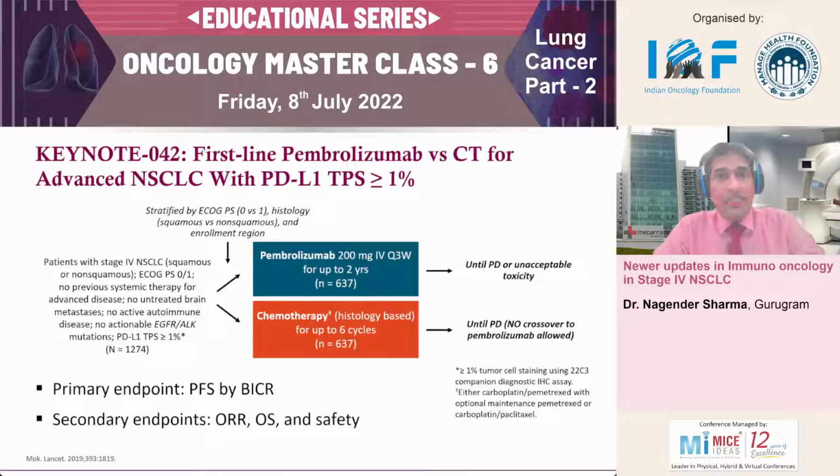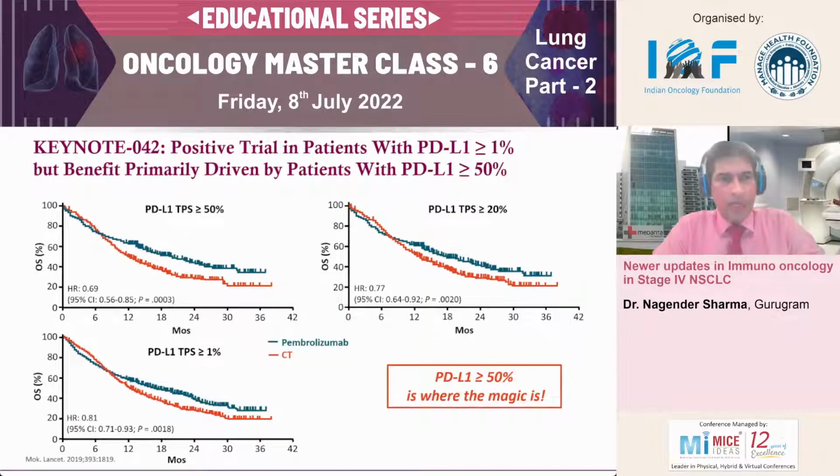The Keynote 042 trial was for those patients in the first-line setting. Pembrolizumab was compared with chemotherapy for advanced NSCLC with PD-L1 TPS greater than or equal to 1%. The primary endpoint was PFS by blinded independent central review, and secondary endpoints were objective response rate, overall survival, and safety. Treatment was continued until progression or unacceptable toxicity, and no crossover to pembrolizumab was allowed in the competitor chemotherapy arm. Keynote 042 is a positive trial for patients having PD-L1 of greater than or equal to 1%, but the benefit was primarily driven by patients with PD-L1 greater than or equal to 50%.